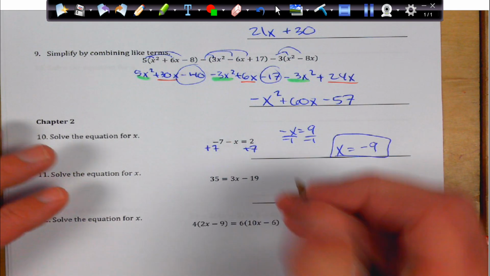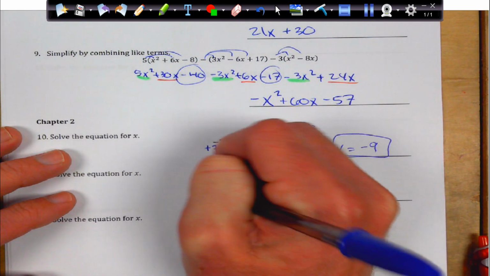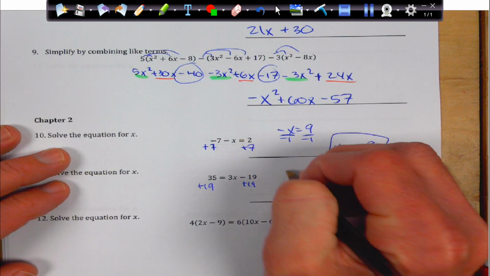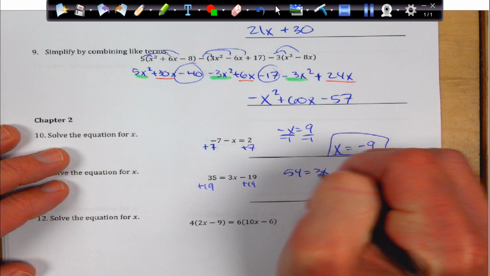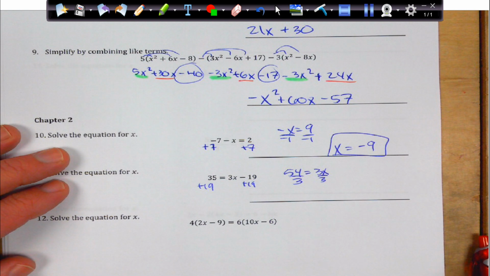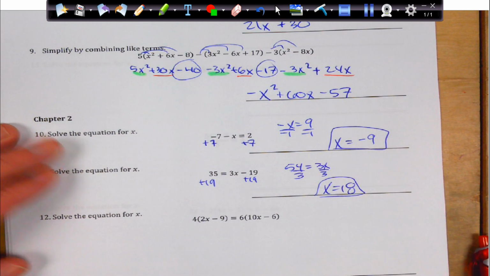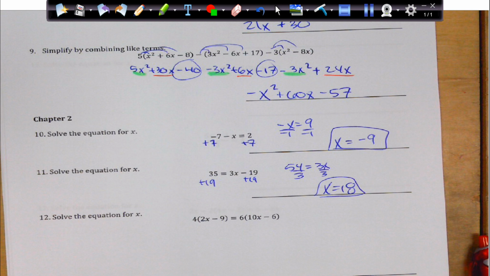Here again, we're going to add the 19, and 35 plus 19 is 54, so we get 54 equals 3x, divide by 3, and x equals 18. You can hear me use my calculator just to be double sure. You can use the calculator on the test.